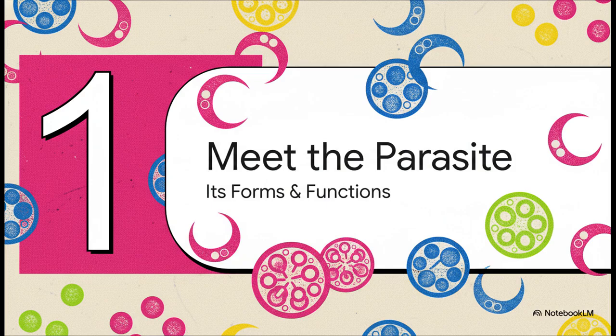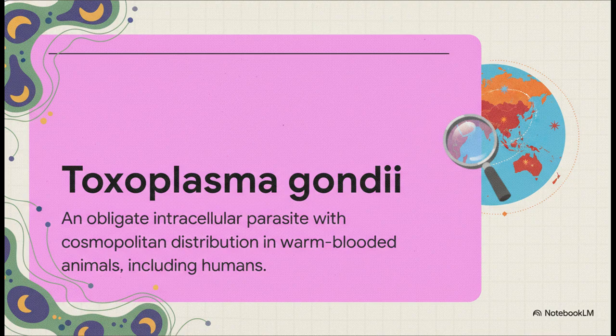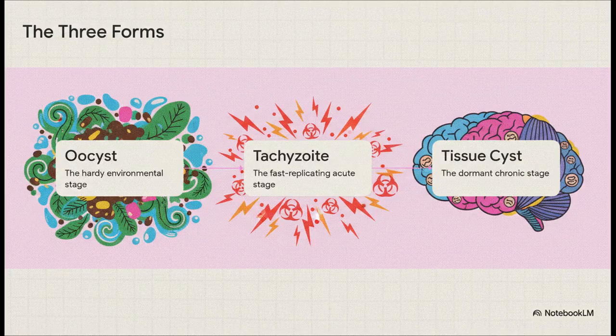To really get a handle on its global impact, you first have to understand its fundamental biology and the different forms it takes on to survive and thrive. Now, this might sound like a mouthful, but let's break it down. Obligate, intracellular, that just means it has to live inside the cells of another organism to survive. It can't make it on its own. And cosmopolitan distribution? Well, that's just a biologist's fancy way of saying it's found pretty much everywhere on Earth. A true globe-trotter.